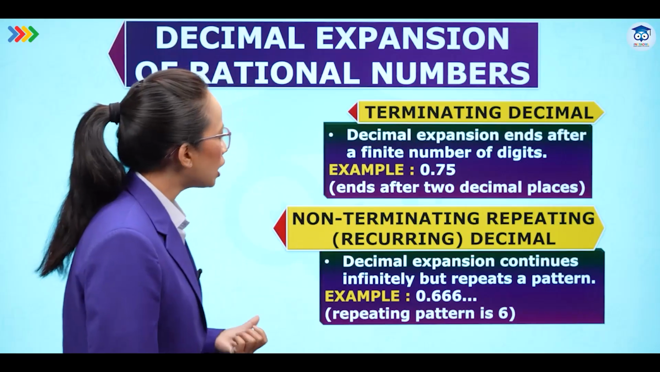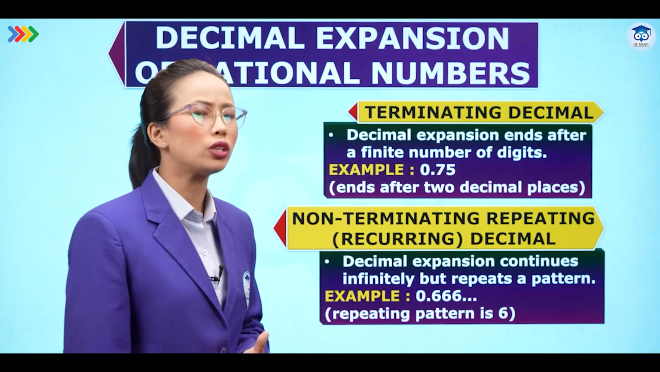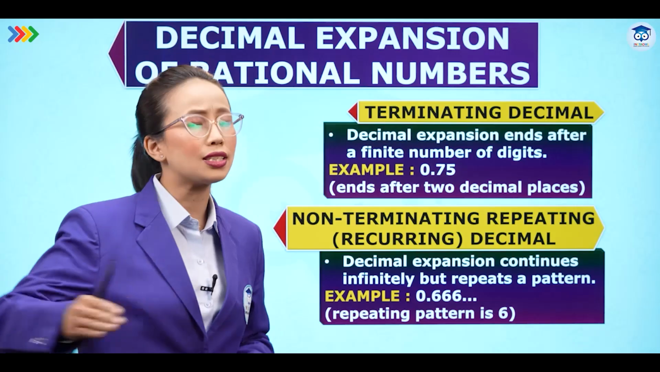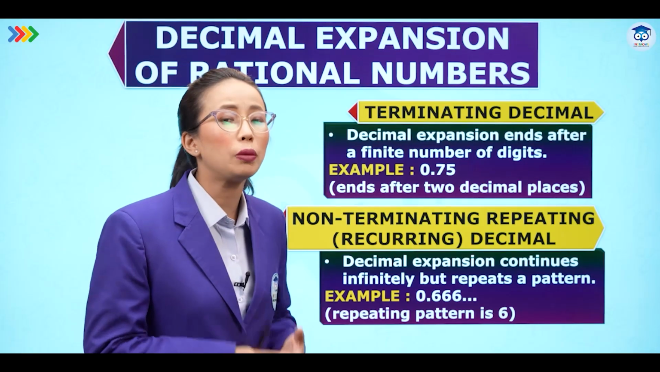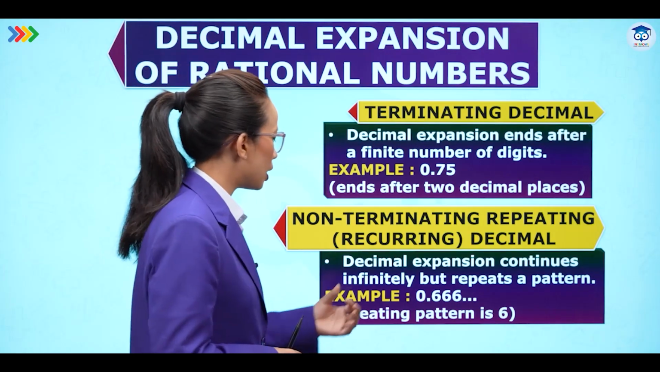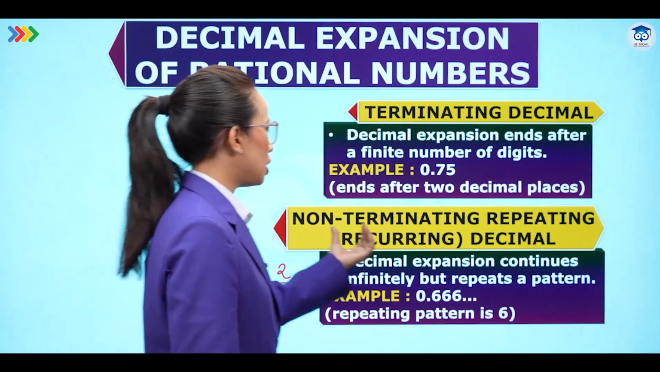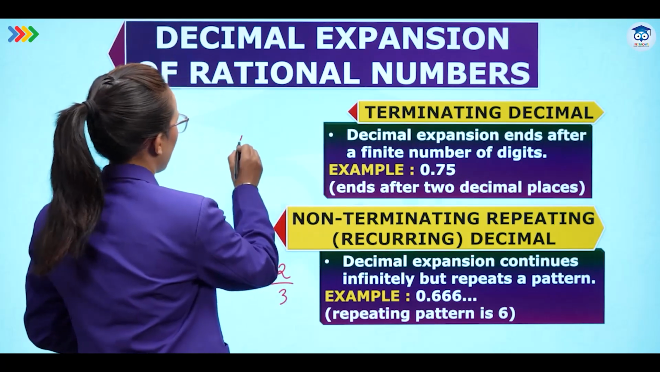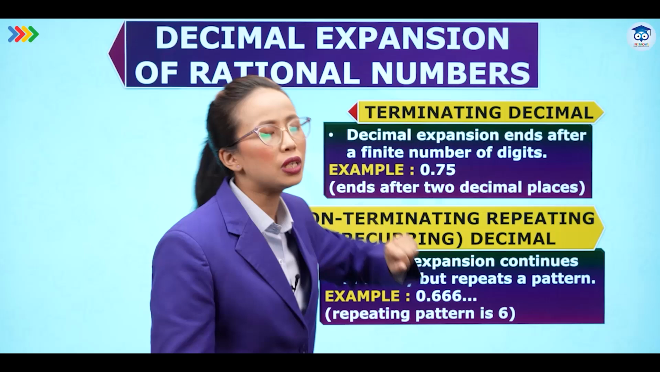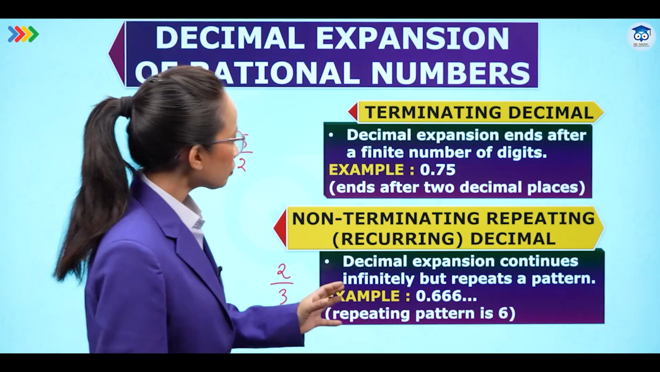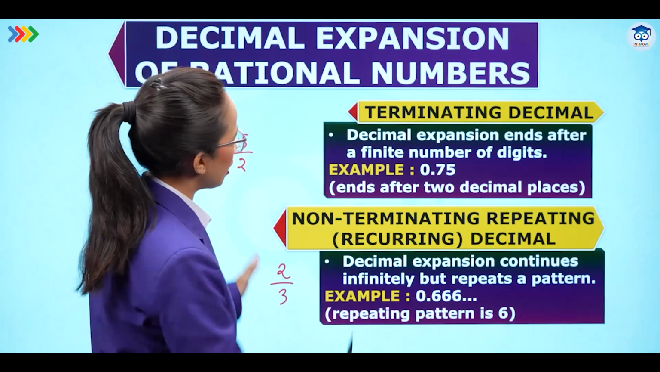Next we have non-terminating repeating, which is also known as recurring. Suppose you divide 2 upon 3, we know that it gives 0.6666, repeated infinitely. Such a decimal representation is known as non-terminating repeating, also known as recurring. Such numbers, like 2 upon 3, are also rational numbers, but the decimal representation is recurring. And here we have another example: 5 upon 2 is also a rational number, with a terminating decimal representation. So these are the two main types of decimal expansion of rational numbers.